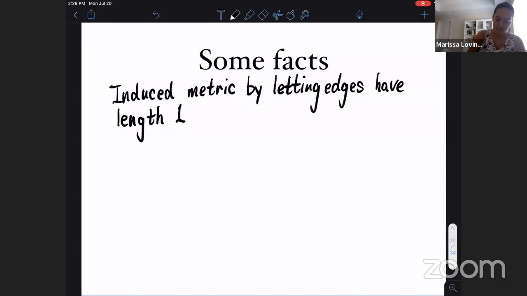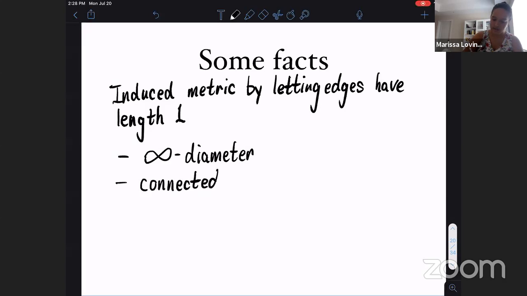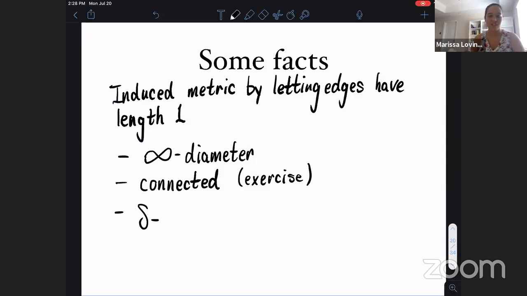Okay, and so some nice facts, like this is a great complex. One of the things is that it has infinite diameter. Another awesome thing is that it's actually a connected complex. I think this could be an exercise, if you feel up to it. Another really handy thing, really important for a lot of GGT people, is that this space is delta hyperbolic.